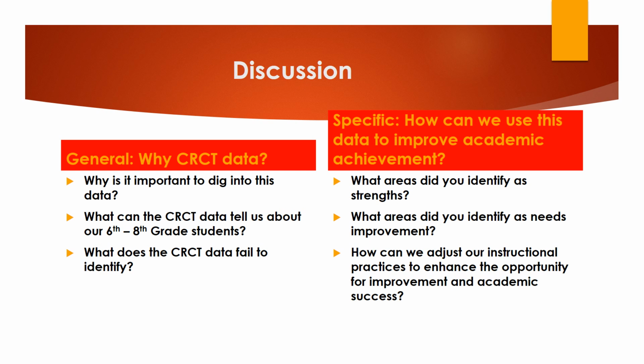Now is our discussion section. I want you to consider these questions. Why is it important to dig into the data? What can the CRCT data tell us about our 6th to 8th grade students? What does the CRCT data fail to identify? More specifically, how can we use this data to improve academic achievement? What areas did you identify as strengths? What areas did you identify as needing improvement? And how can we adjust our instructional practices to enhance the opportunity for improvement in academic success?